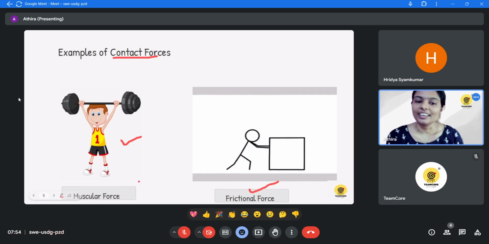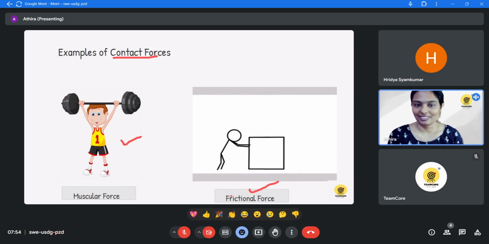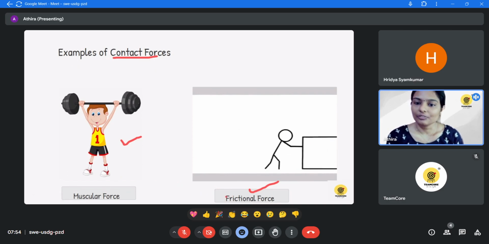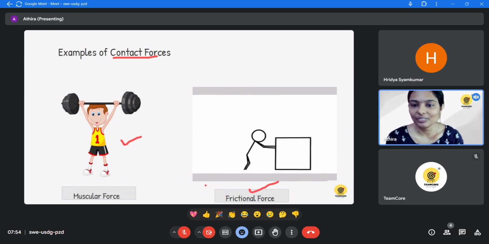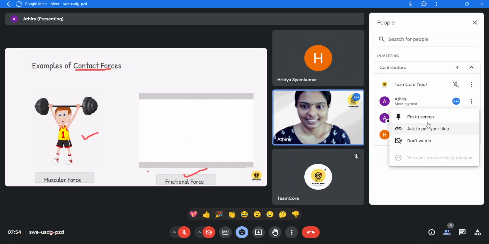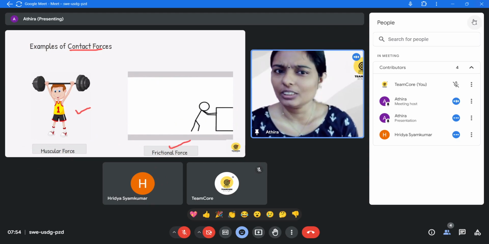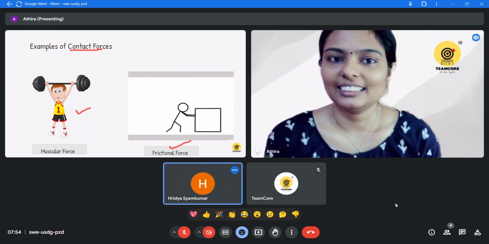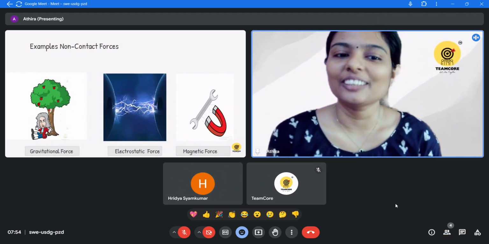Contact forces are muscular force and frictional force. And this muscular force and frictional force need direct contact with the bodies in order to act. Right. Do you have any doubt? No. Okay. The next one, non-contact force.